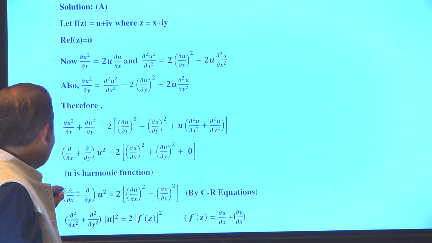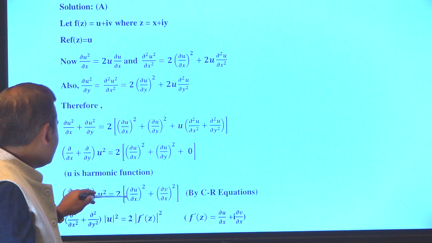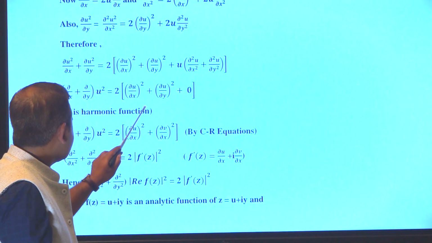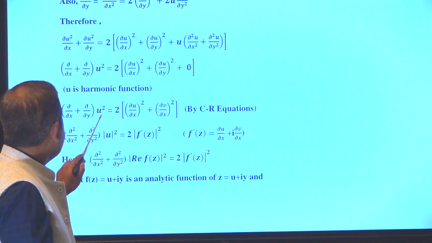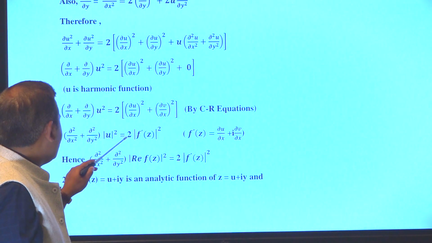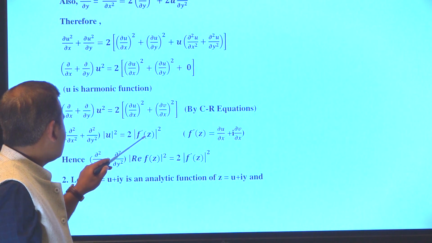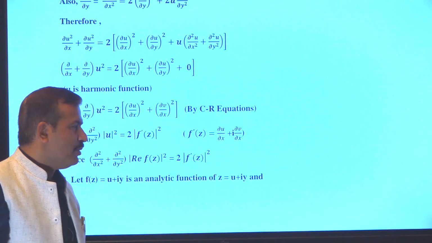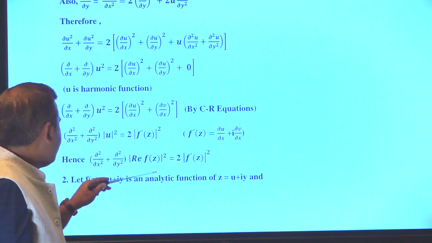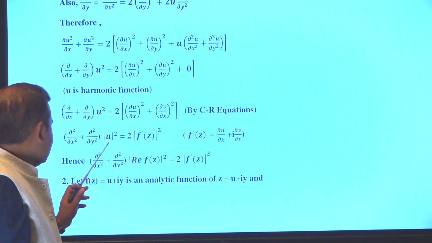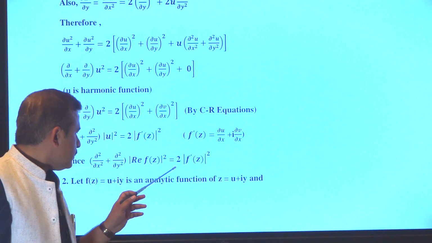Now, (∂/∂x + ∂/∂y) of u² equals this one, and by using the CR equations it becomes this, and taking modulus on both sides, we get 2|f'(z)|², because f'(z) = ∂u/∂x + i ∂v/∂x. So, the result is like this. So, this is the option.